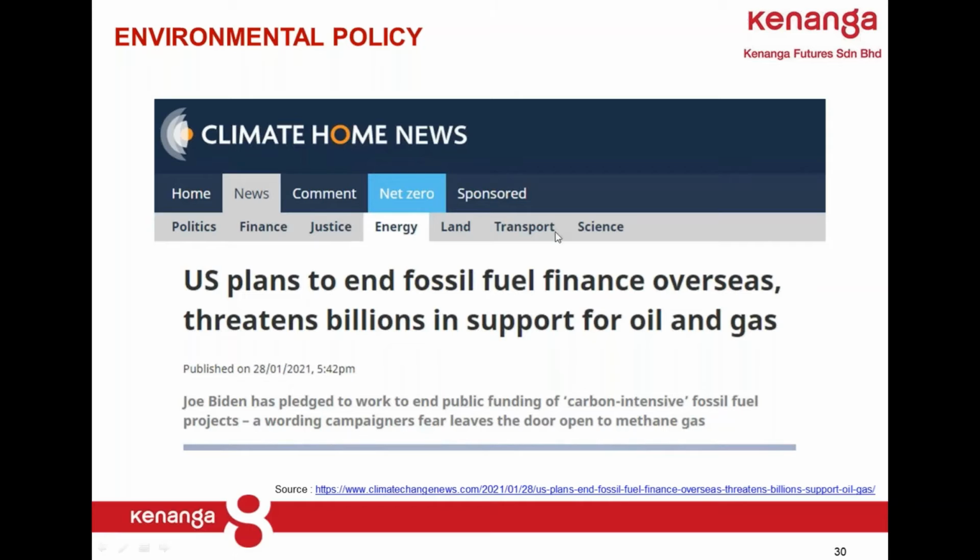As you can see, this is the news: US plans to end fossil fuel finance overseas. This is actually a policy set across the world, particularly under the Paris Climate Agreement. What this means is that they will limit financial institutions' financing of those fossil fuel projects, and this will indirectly reduce the supply of fossil fuel across the world.